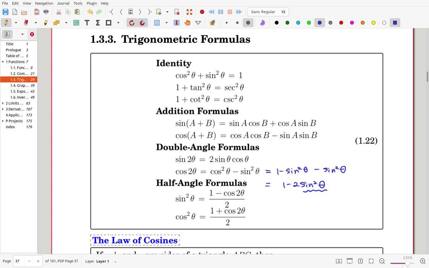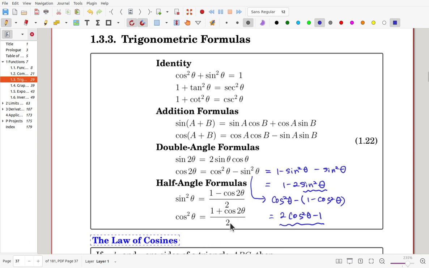And again, this can be written one more time in this way. Cosine 2 theta is cosine squared theta minus sine squared theta, which is cosine squared theta minus (1 minus cosine squared theta) by using the formula over there. So that is the same as twice cosine squared theta minus 1. And with this term on the left hand side, we can solve for cosine squared theta to obtain that formula.